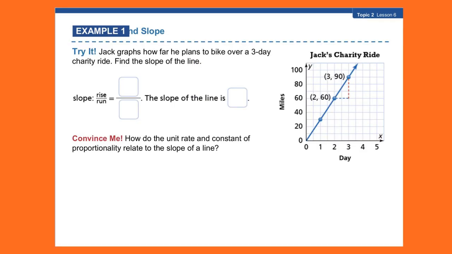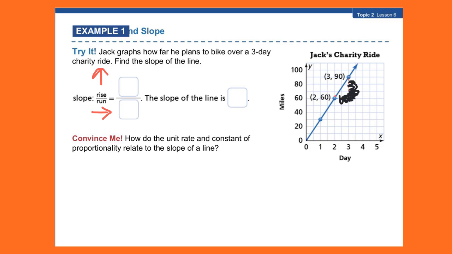This is the try it on page 128. It says Jack graphs how far he plans to bike over a 3-day charity ride. Find the slope of the line. Now remember, we're going up first and then we're going over. So I'm not a fan really of how they're doing this because that looks like they're doing it backwards. So I'm going to go up first.